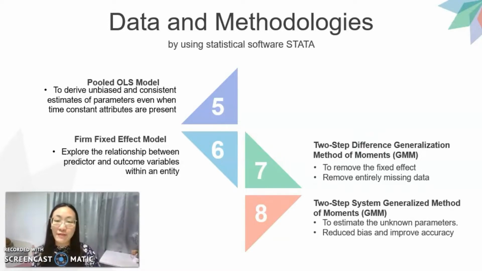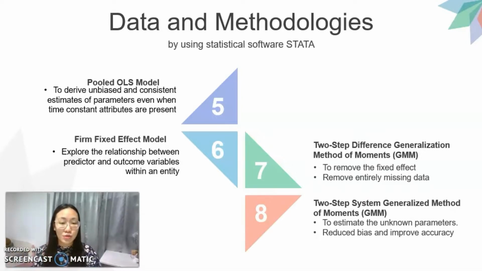It is to derive unbiased and consistent estimates of parameters even when time-constant attributes are present. The sixth step is the firm fixed effects model. It is to explore the relationship between predictor and outcome variables within an entity. The last two steps are the GMM.